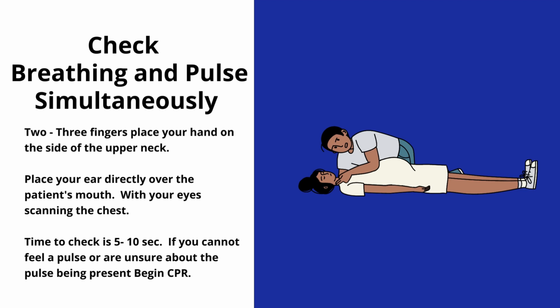After you have alerted for help, now it's time to check for breathing and pulse. We do this simultaneously. Using 2 to 3 fingers, place your hand on the side of the upper neck of the patient. Place your ear directly over the patient's mouth with your eyes scanning the chest. You have 5 to 10 seconds to determine if you have a pulse or not. You also are listening for breathing during this time. Chest should rise, and that's how we determine if we have breathing. If you do not feel a pulse or you are unsure if a pulse is present, it is time to begin CPR.